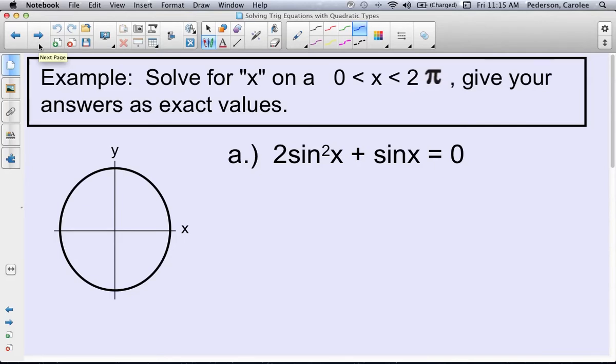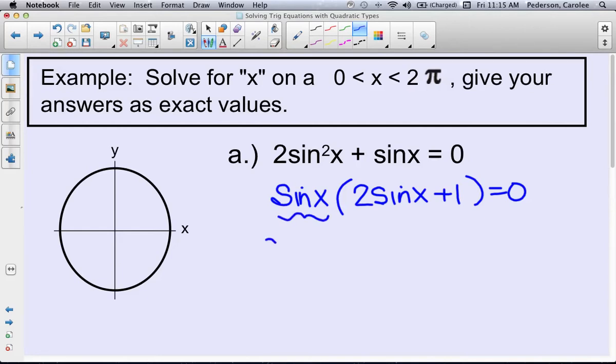So let's take out the GCF first. The GCF in this example is the sine of x, and we're going to be left with 2 sine of x plus 1 equals 0. Now we're going to take each factored part and set them to 0. One factored part is the sine of x, so the sine of x equals 0. The second factored part is 2 sine of x plus 1 equals 0.